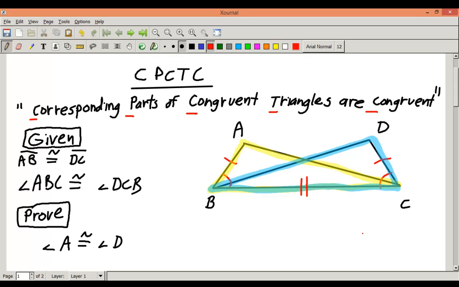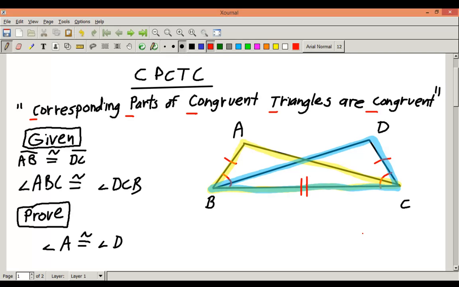And then your last statement in your proof, of course, is what you're trying to prove. So you would then say angle A is congruent to angle D because of CPCTC. Once you know those 2 triangles are congruent, the 2 colored ones, then you know that all their corresponding parts are congruent, and so you can say angle A is congruent to angle D. The reason across from that statement would be because of CPCTC, corresponding parts of congruent triangles are congruent.